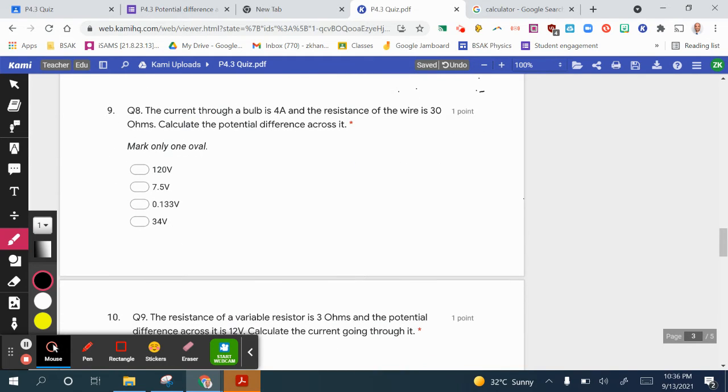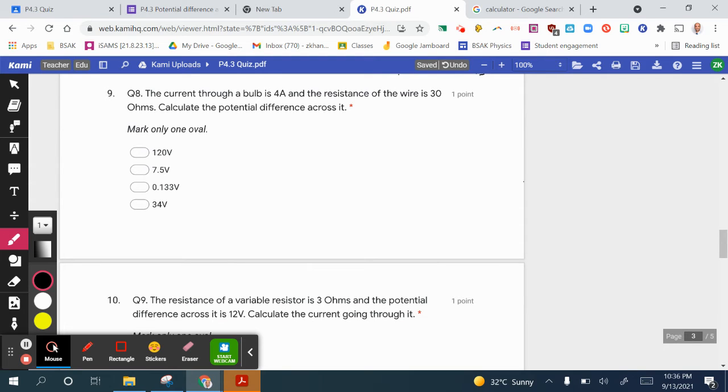Question 8. You've got the current through the bulb is 4 amps and the resistance of the wire is 30 ohms. Okay, so calculate the potential difference or the voltage. So that's our question mark. So voltage is our question mark. We have been given the current as 4 amps. The resistance we've been given as 30 ohms.